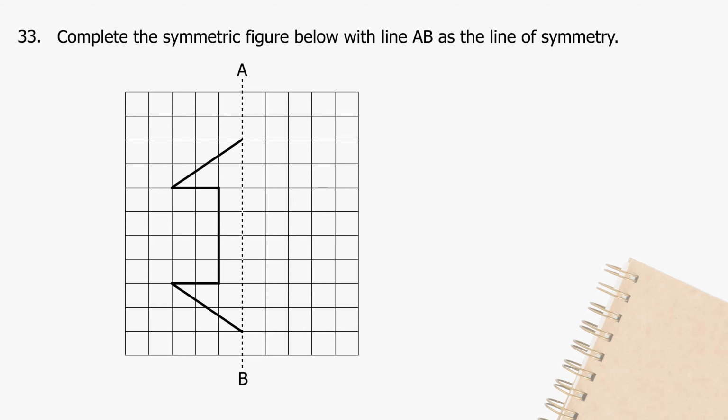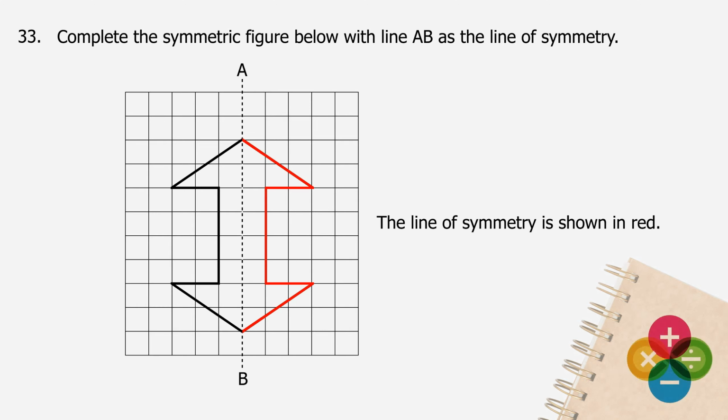Question 33. Complete the symmetric figure below with line AB as the line of symmetry. The line of symmetry is shown in red.